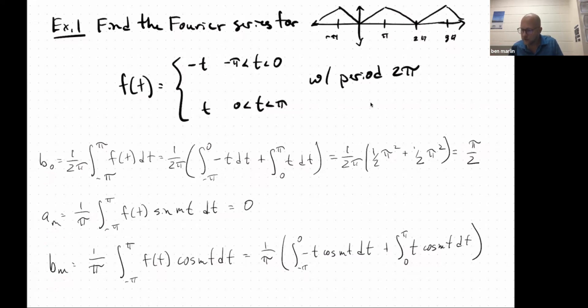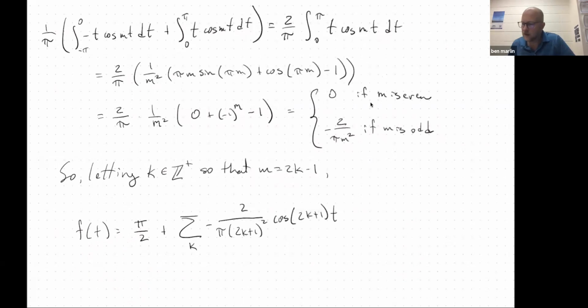All right, so the definition for the b sub m's has this 1 over pi. We're integrating minus pi to pi. And we've got the cosine of mt being multiplied by the f of t. So break it up into the two integrals. We'll be going minus pi to 0, and we'll be going 0 to pi. In one of them, we get a minus t. In the other one, we get a plus t. Okay? But they're going to be very similar integrations to do.